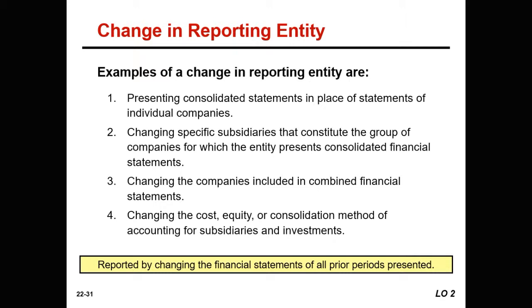Examples of a change in our reporting entity are presenting the consolidated financial statements in place of statements of individual companies, changing specific subsidiaries that constitute the groups of companies for which the entity presents their consolidated financial statements, changing the companies included in combined financial statements, and changing the cost, equity, or consolidation method of accounting for subsidiaries and investments.